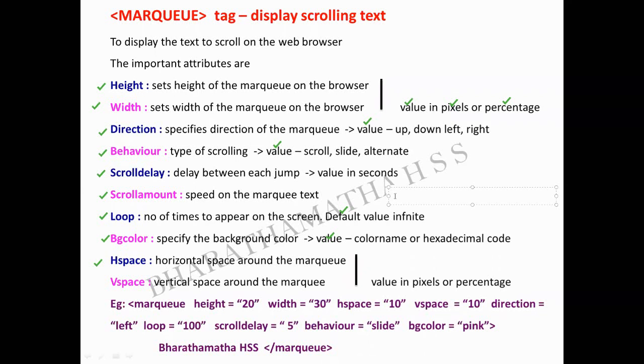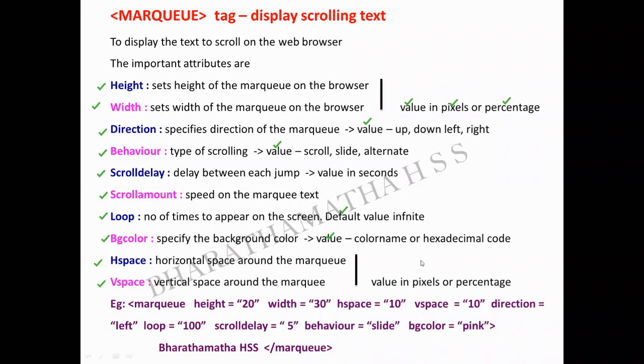Horizontal space means, if it is three spaces, if you are leaving it over here, maybe it will reach only up to this. Then the next is your V space. Similarly, vertically, how much space you want to leave, that is known as your V space.